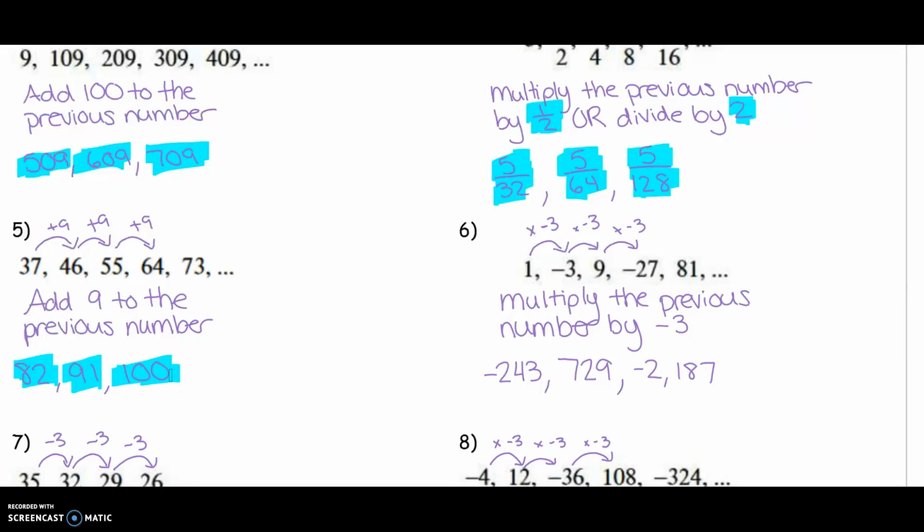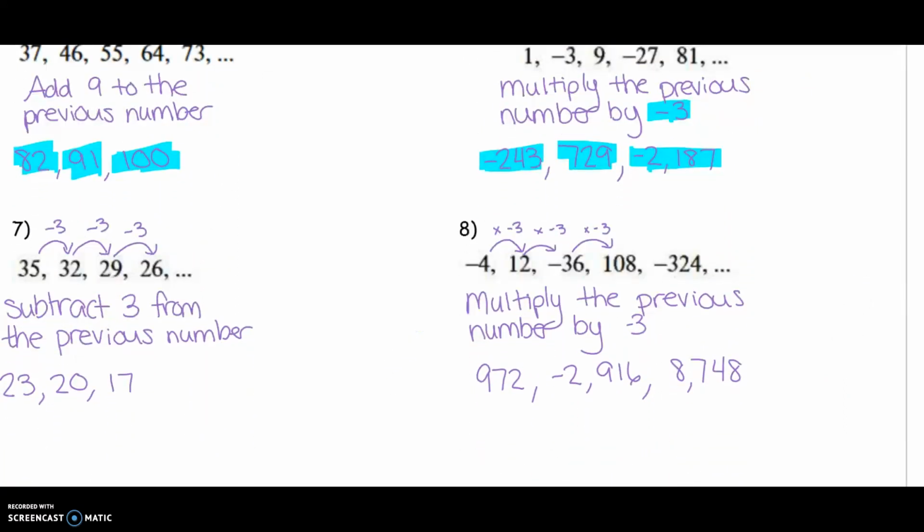For number 6, we are multiplying by negative 3. So notice when we multiply by a negative number, something interesting happens. Each term has an opposite sign. So if we start with positive 1, when we multiply it by negative 3, our answer comes out negative. When we multiply negative 3 by negative 3, our answer comes out positive. So when you see the alternating signs in the sequence, you know that you're multiplying by a negative number. So we're multiplying by negative 3, and our next 3 terms would be negative 243, 729, and negative 2,187.